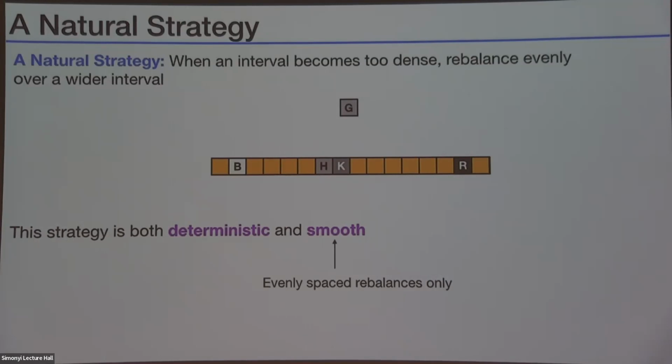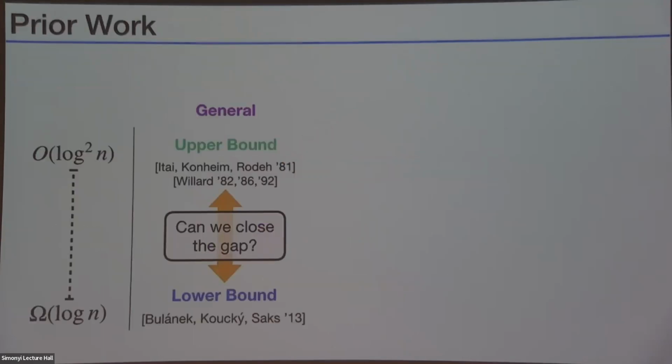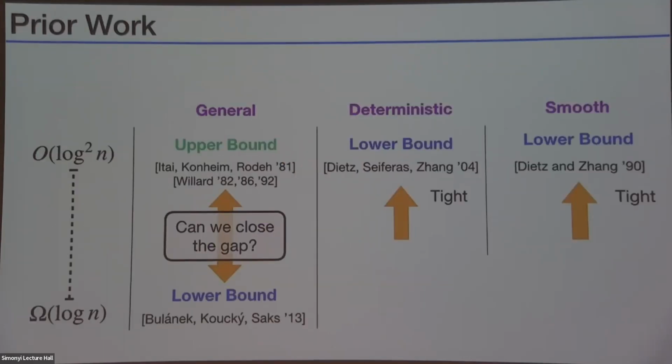So if we go back to what's known about this problem, it turns out that we know the correct answer if you restrict to only deterministic algorithms, or if you restrict to only smooth algorithms. And in particular, the answer is log squared n. Dietz, Seiferas, and Zhang have shown a lower bound of log squared n for deterministic algorithms, and Dietz and Zhang have shown a lower bound for smooth algorithms.